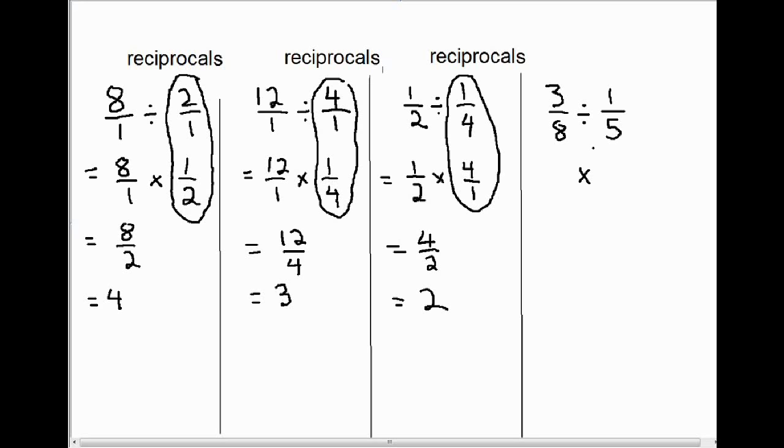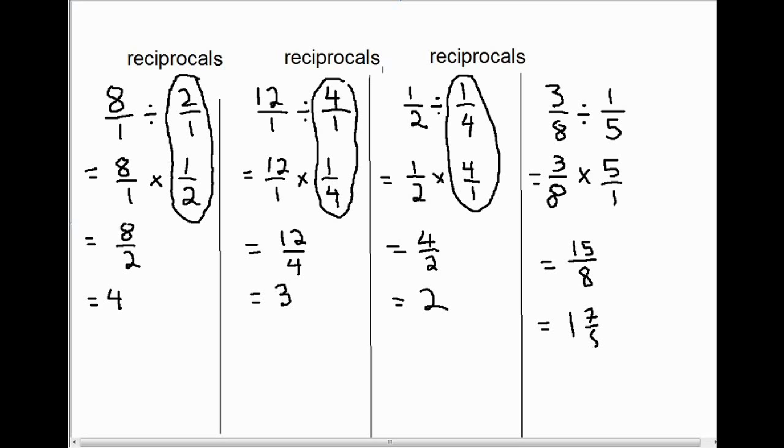Well, if we're going to change from division to multiplication, something has to change, because dividing is not the same as multiplying. But as we've seen with all of these examples, as long as we leave the first number the same and change the second number to its reciprocal, the answer is correct. So now I follow my rules for multiplying. 3 times 5 is 15, and 1 times 8 is 8. Here we've got an improper fraction, so we'll change that to a mixed number, which is 1 7/8.